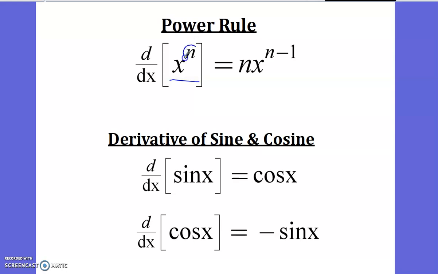With the power rule, if you have a power that you're trying to take the derivative of, you take the exponent and move it out front to be your coefficient, and then you take 1 minus that exponent, and that is the derivative of that term. The derivative of sine is cosine, and the derivative of cosine is negative sine.